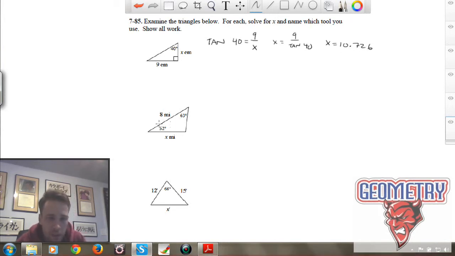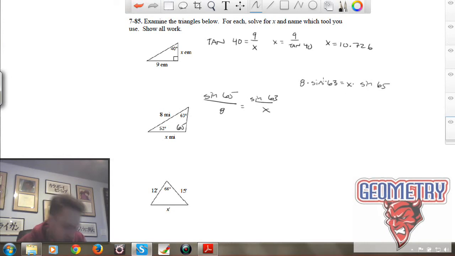Okay, this next one looks like a non-right triangle, so we're going to have to do a law of sines. But before we can do that, we need to find this missing angle. So 180 minus 63 minus 52 ends up being 65. So I'm going to do the sine of 65 divided by 8 is the same as the sine of 63 divided by x. So when we cross multiply here, we get 8 times the sine of 63 equals x times the sine of 65. So I'm going to figure out what 8 times the sine of 63 is.